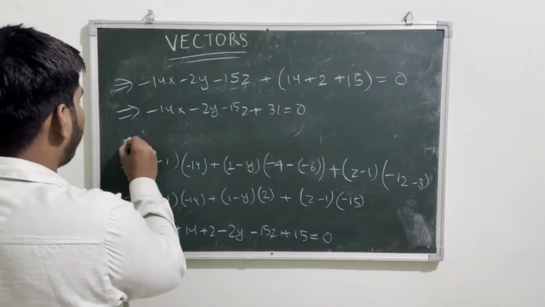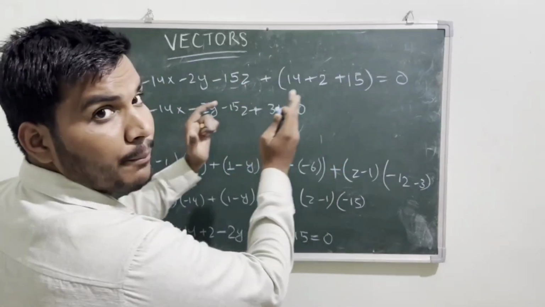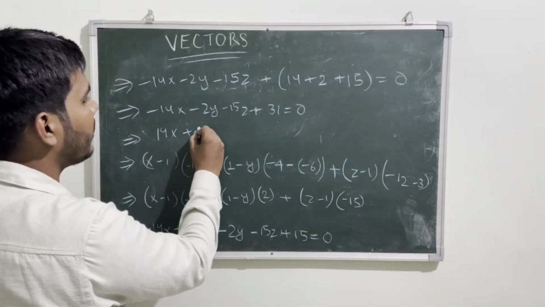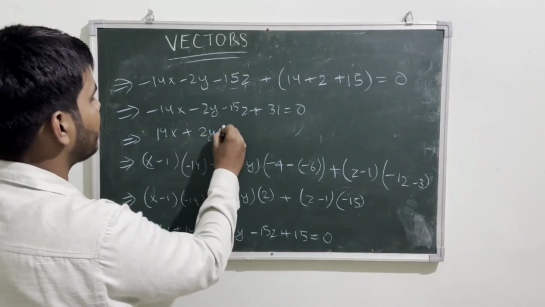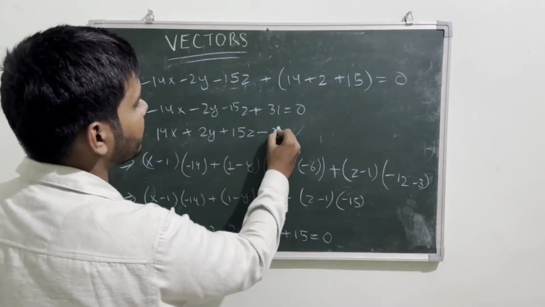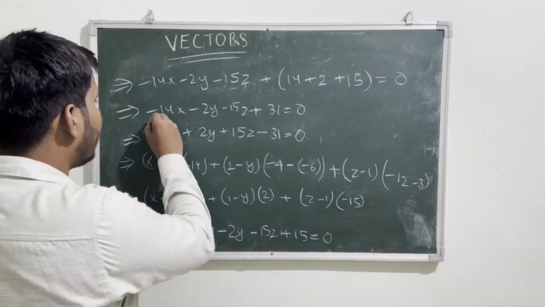After that, we have to multiply by -1 on the LHS and -1 on the RHS. So it will be 14x + 2y + 15z - 31 = 0. So this is the final equation of the plane that we had to derive.